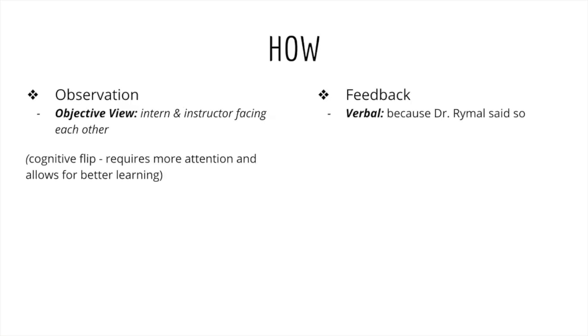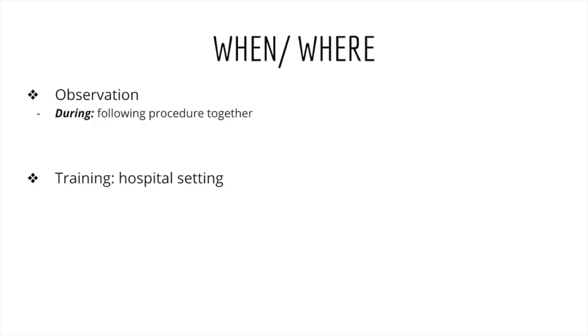The how of observation is objective view. The intern and instructor will be facing each other, which allows for a cognitive flip and requires more attention and allows for better learning. The how of feedback is verbal because Dr. Reimel said so. The when is during. The student and the instructor will follow procedures together and there will be a training in a hospital setting.